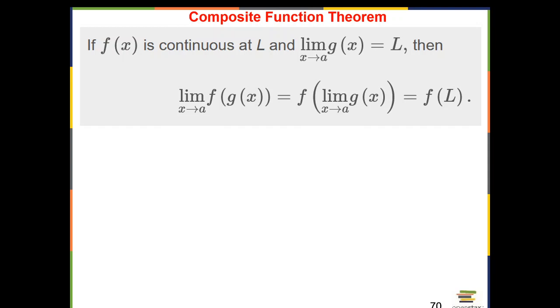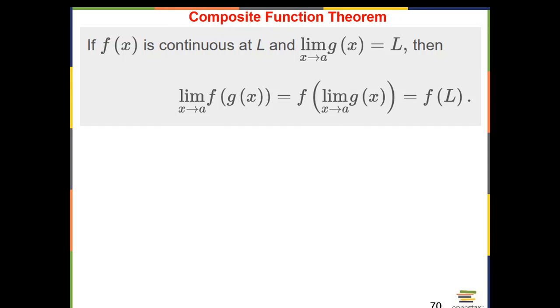Composite function theorem. If f of x is continuous at L and the limit of g of x when x approaches a is L, then the limit of f of g of x equals f of the limit of g of x. So basically it means the limit of a composition of two functions. So the limit of f compose g of x is f compose the limit of g of x.